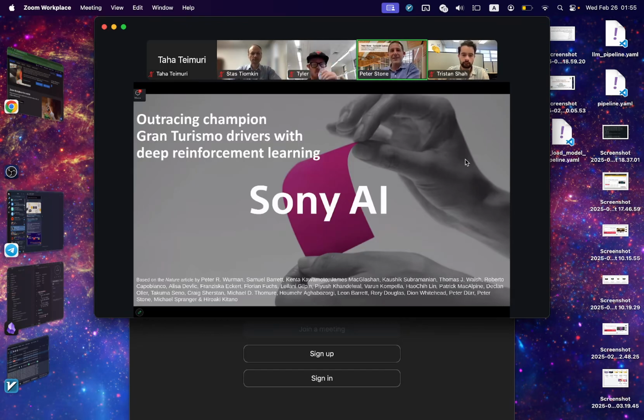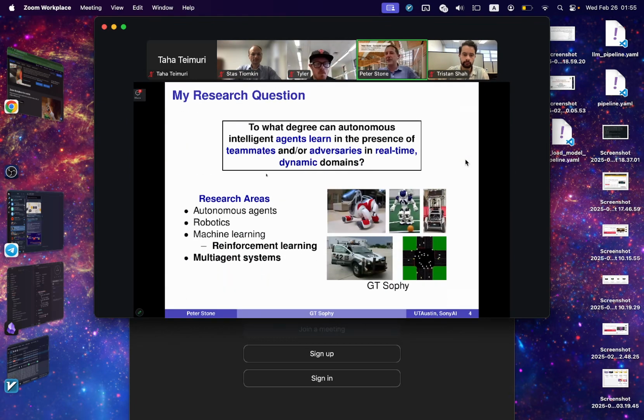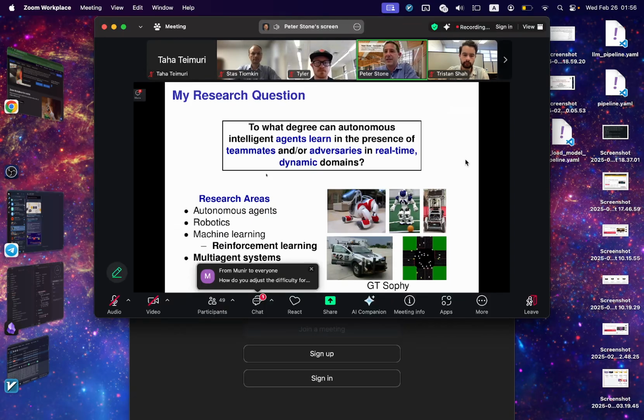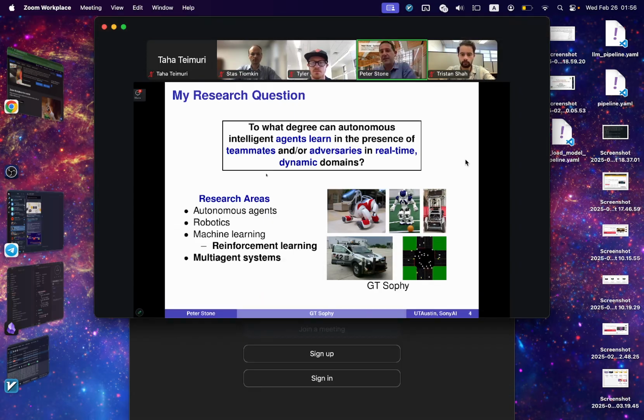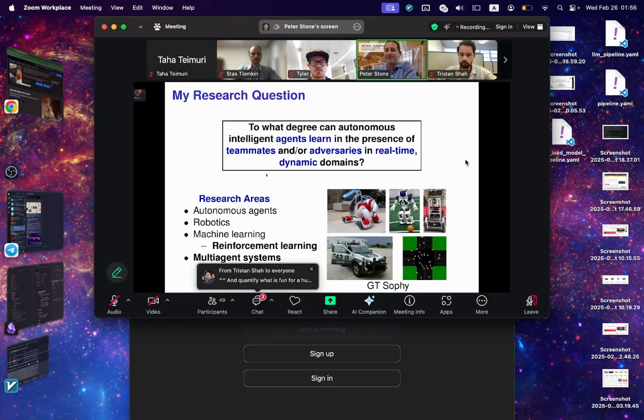I'll try to read the long comment in the chat that was there while people are unmuting or typing things in. But just before I do that, I'll remind you that this is all within the context of my overall research question of to what degree can autonomous intelligent agents learn in the presence of teammates and or adversaries in real-time dynamic domains. And there's much more about some of my other research if you go to my webpage and click on courses and talks. There are some online talks about other work going on in my lab that I invite you to take a look at.